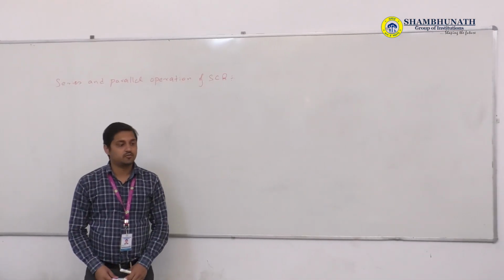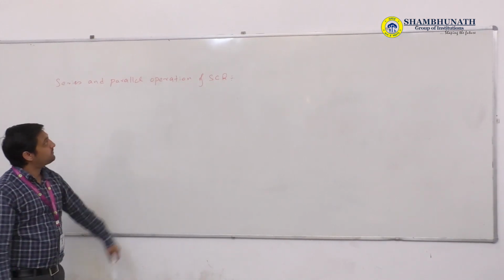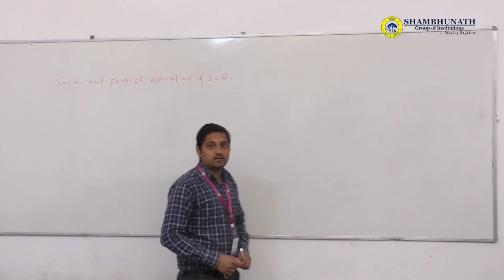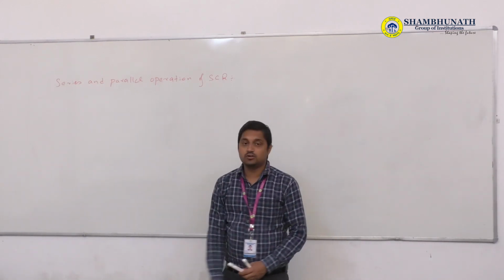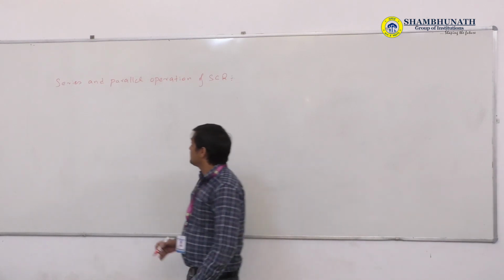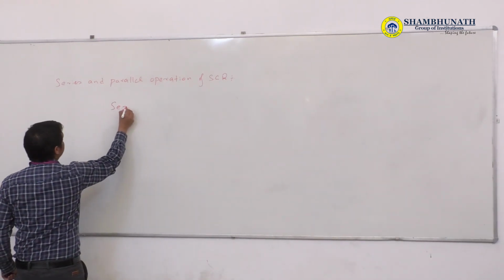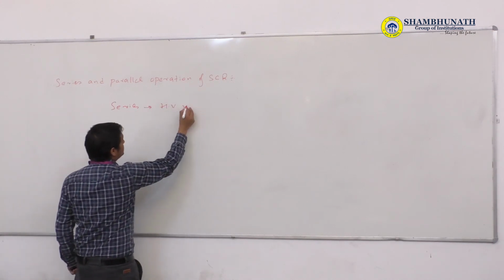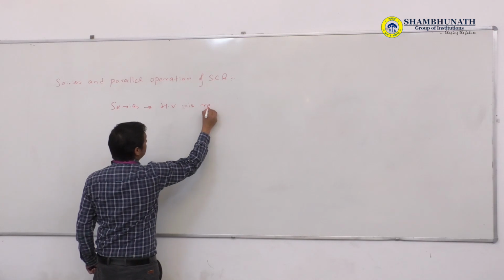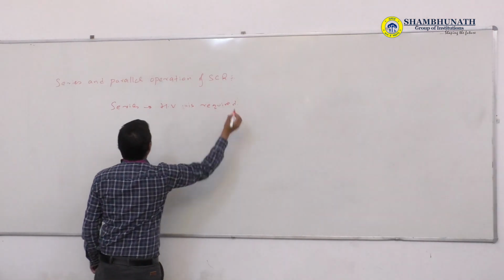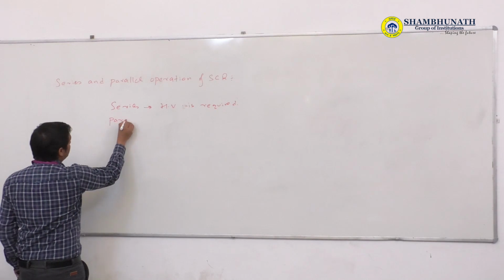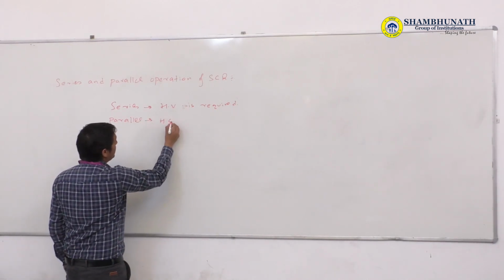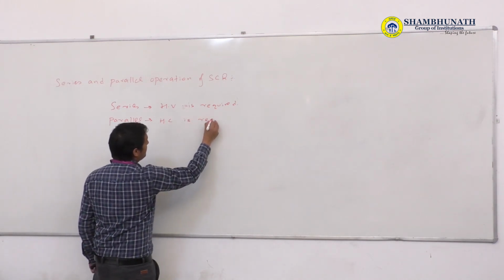Good morning. Today's topic is series and parallel operation of SCR. Why do we have to connect SCRs in series or parallel? Series is used where high voltage is required, while parallel connection is used where high current is required.